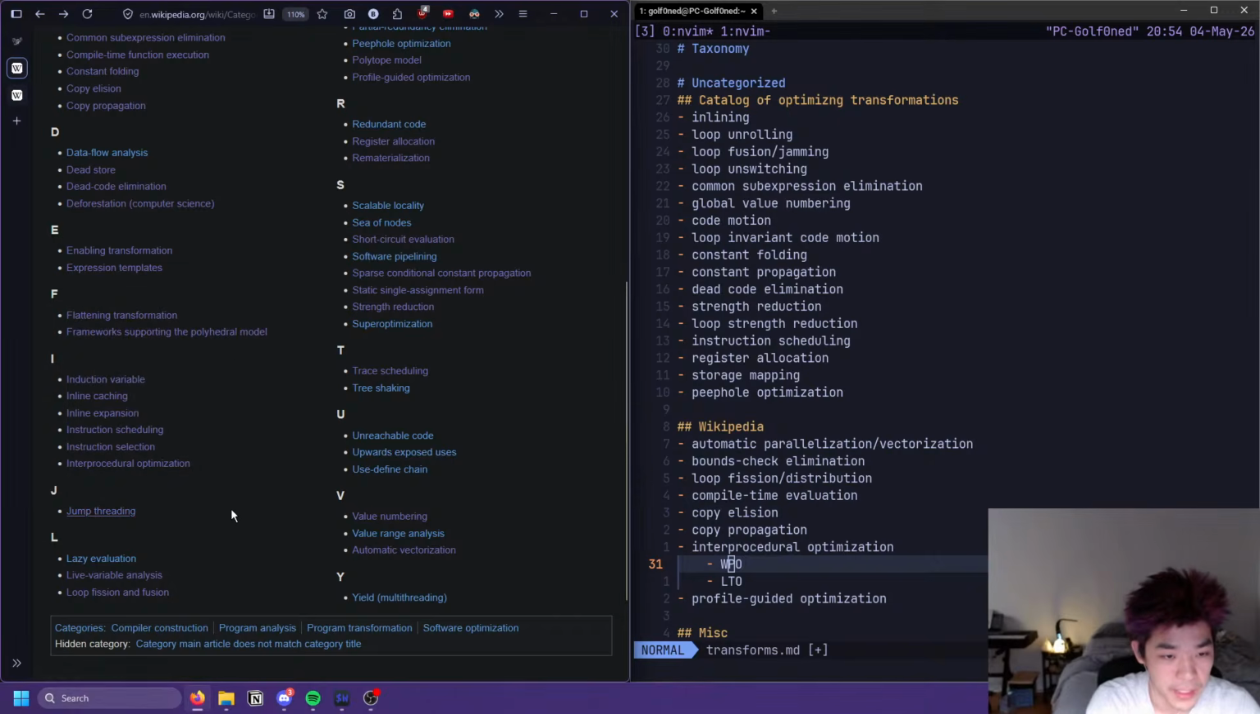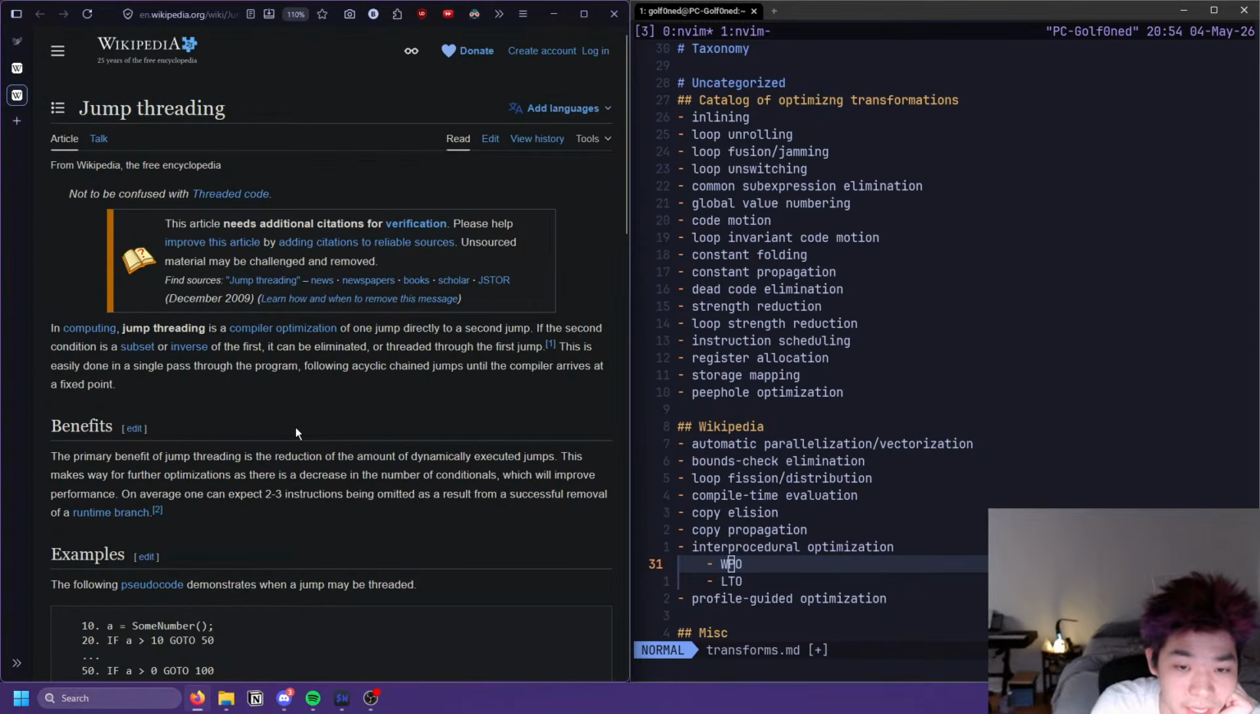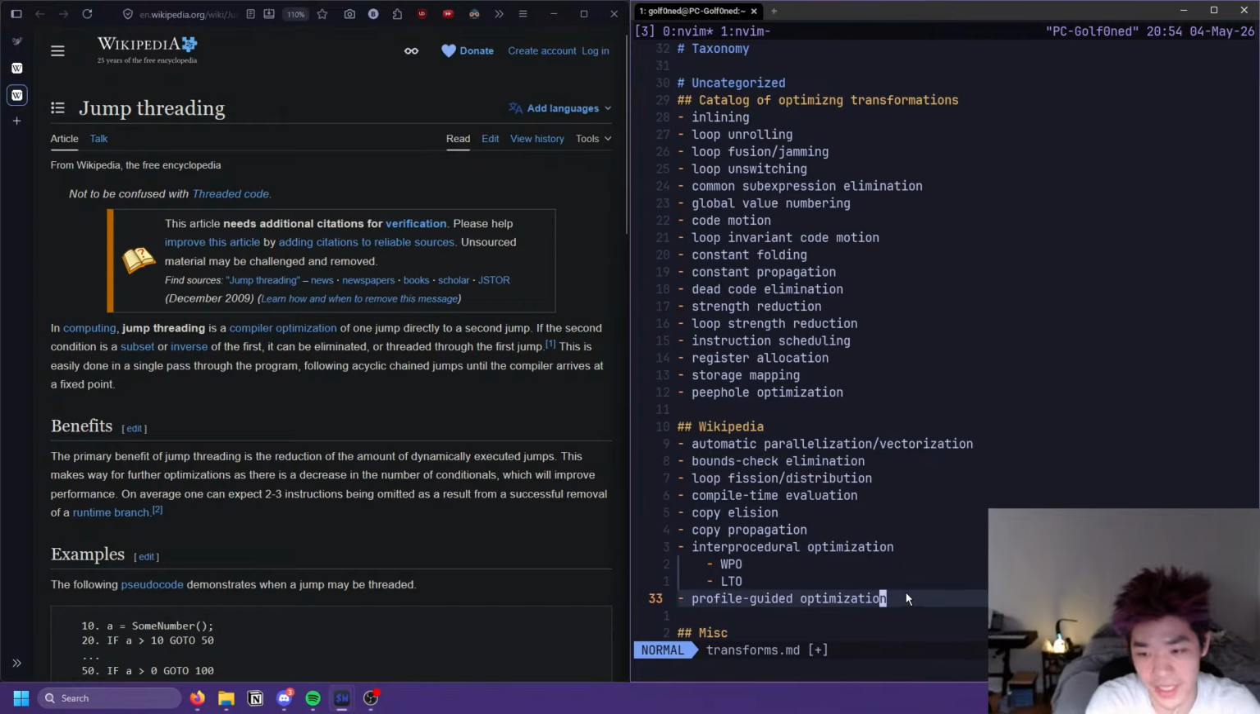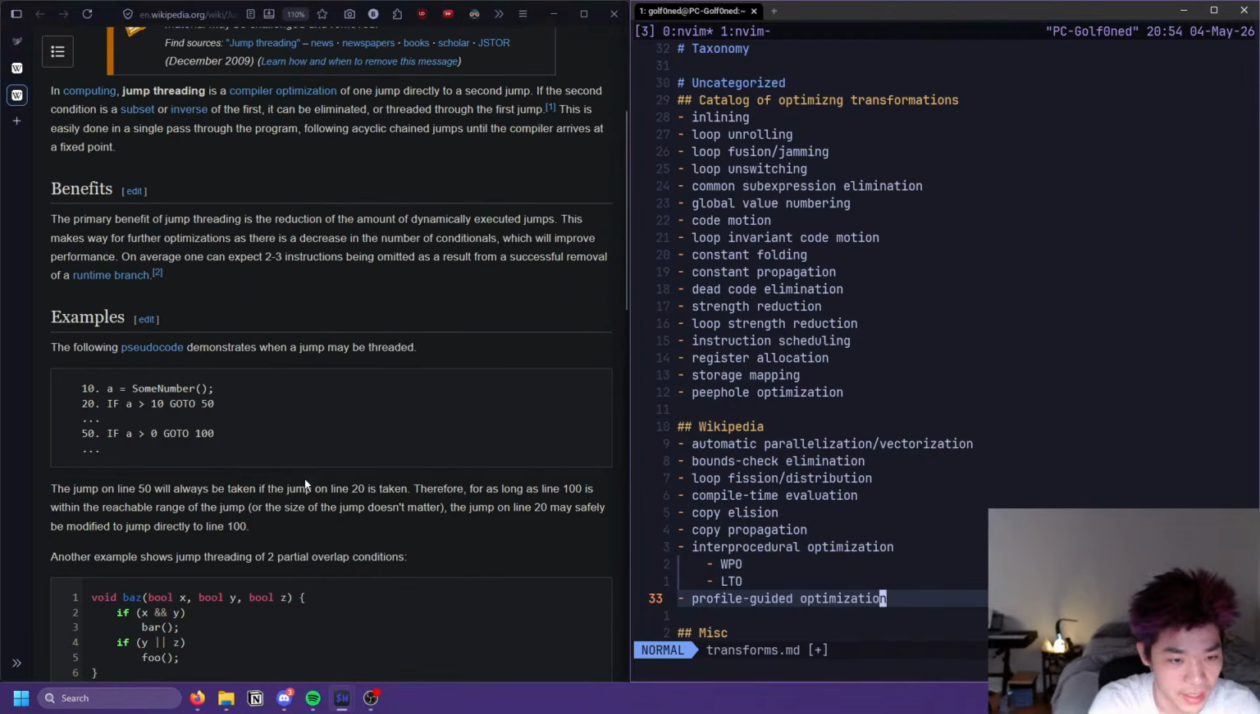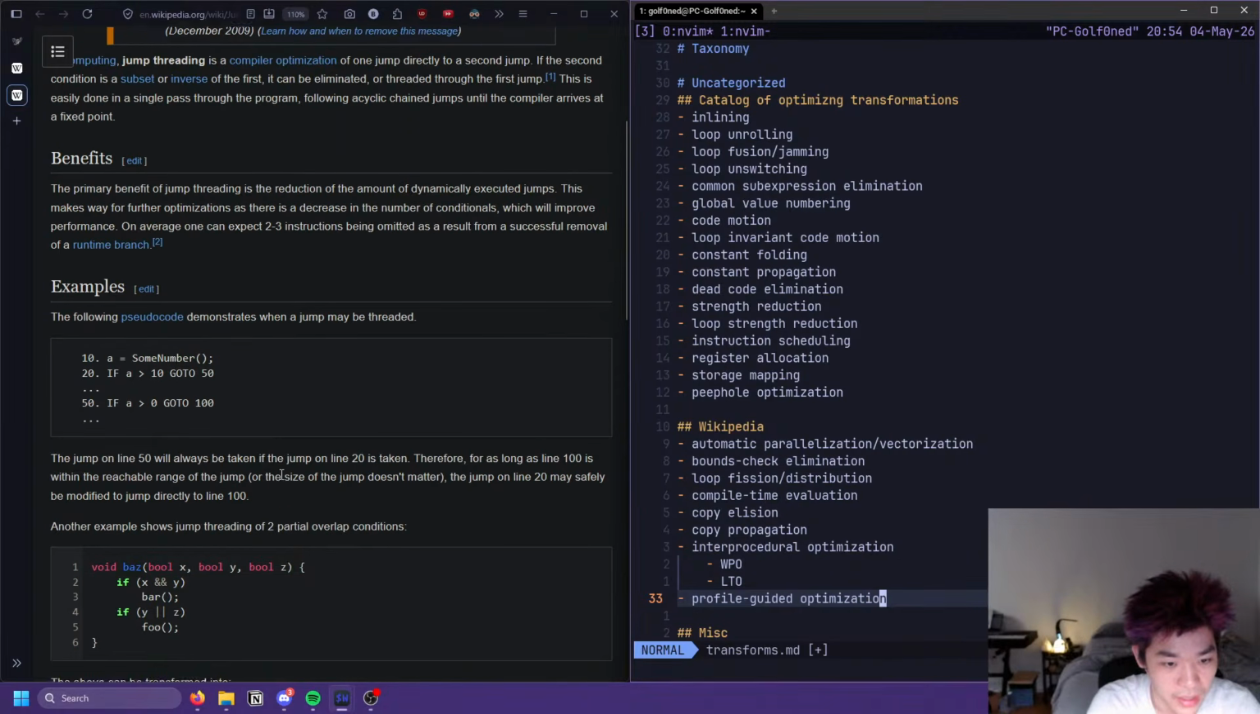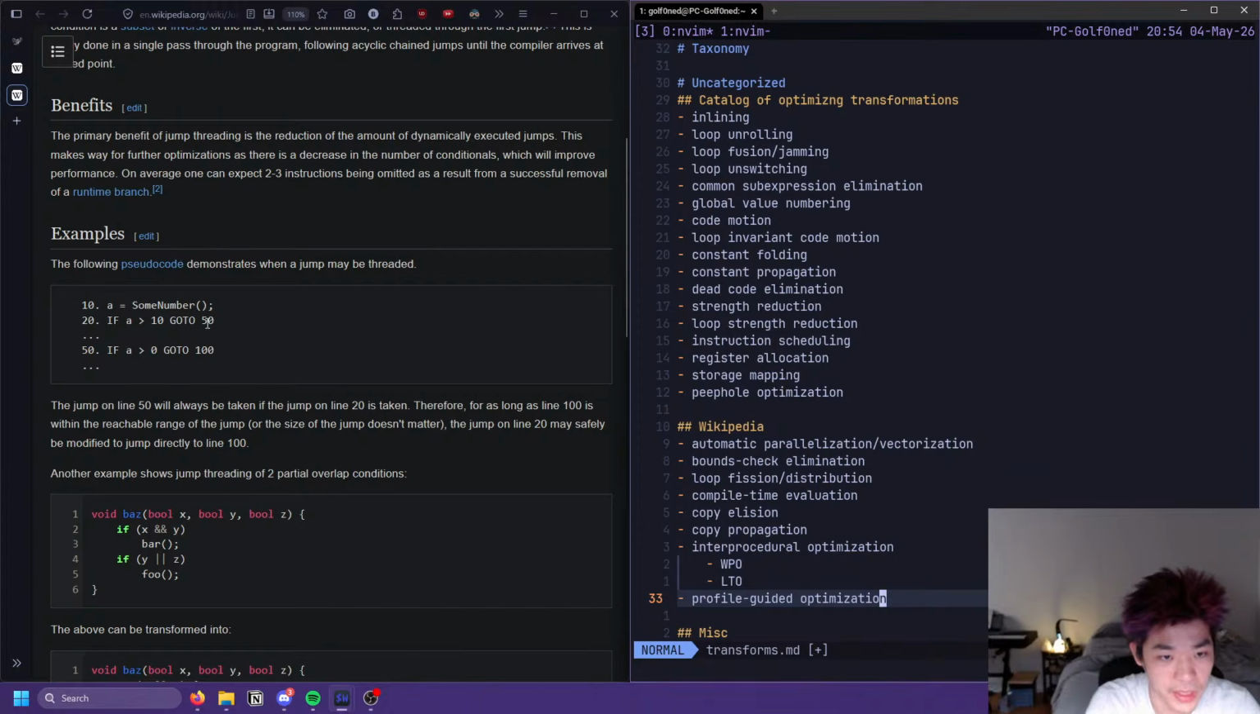Okay, jump threading. What is this? Okay, this is a cool thing. So we just replace this with 100, I think. That's pretty cool.